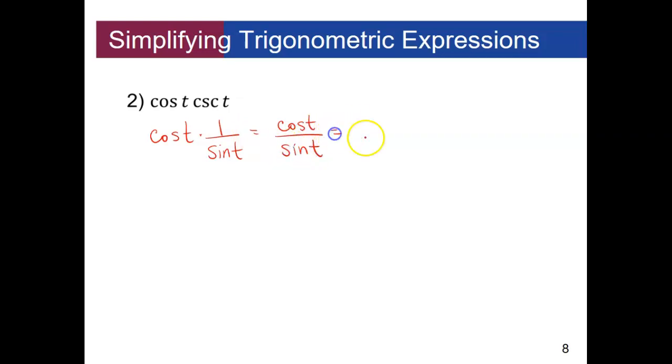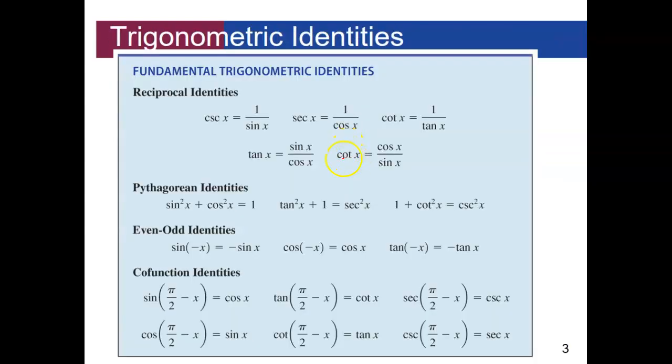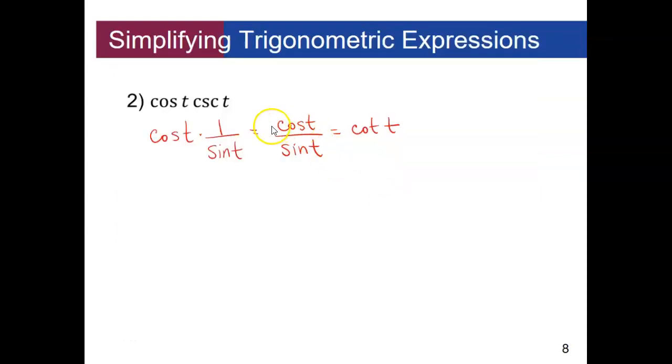And going back to those reciprocal identities, which you really need to know, cosine over sine is cotangent. So we have cosine over sine is equal to cotangent, and so cotangent would be our answer for this one.